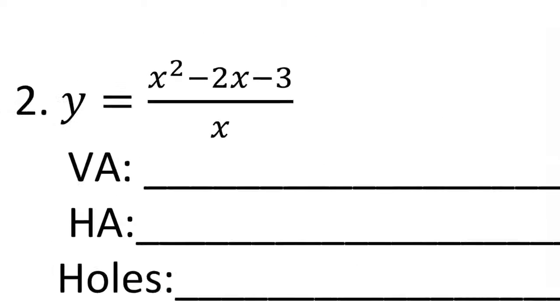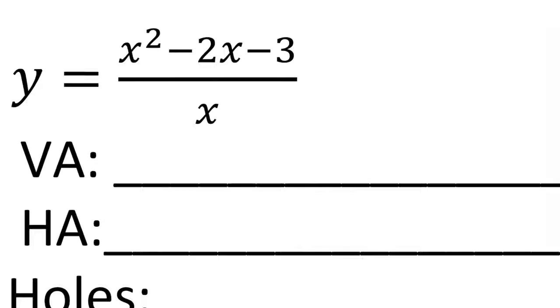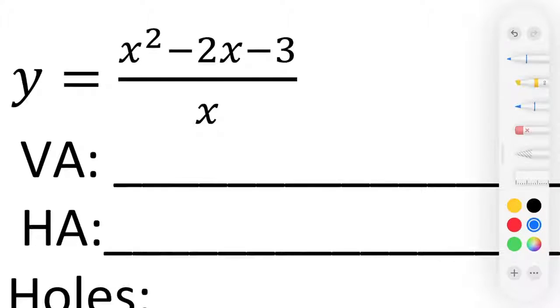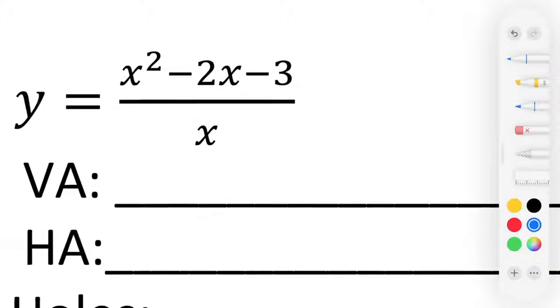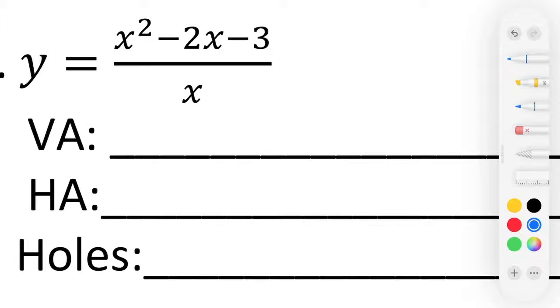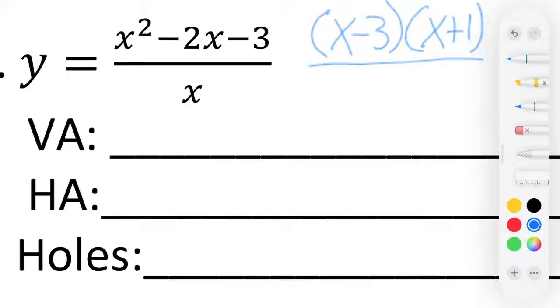For number two, you need to factor. So we ended up with the exact same quadratic as we had in number 1. So our numerator is x minus 3 times x plus 1. Our denominator is just x. So when we go for our vertical asymptote, we take our denominator, set it equal to 0. Well, it's already solved for x, so we're done.